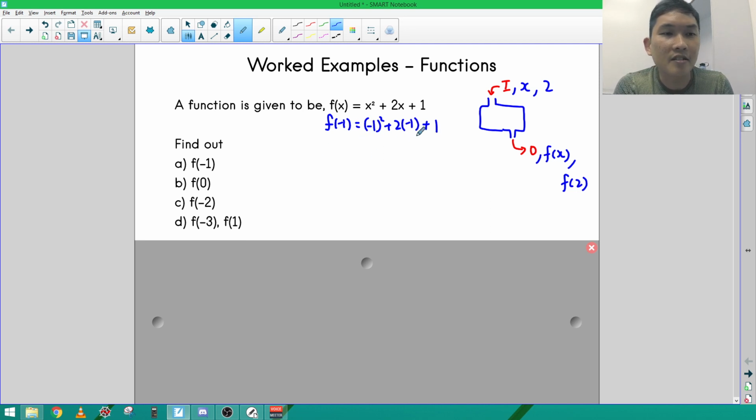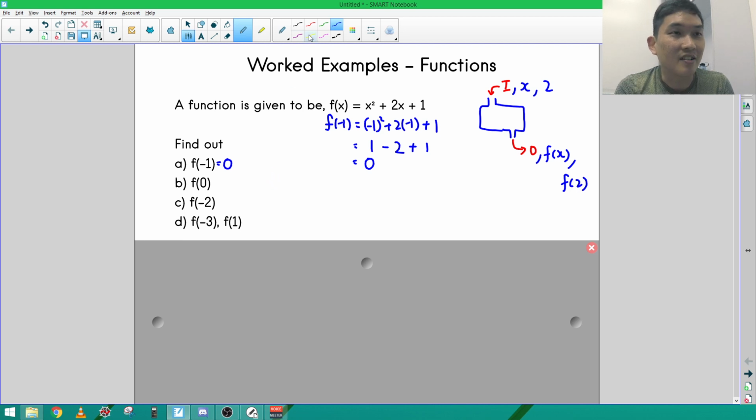We can simplify this, right? And negative 1 squared, that's going to be a positive 1. 2 times negative 1, that's a negative 2. So we're going to minus 2 and then add our constant 1. So 1 minus 2 plus 1, you should be able to reason out that is equal to 0. And we've just worked out part A. f of negative 1 is equals to 0.